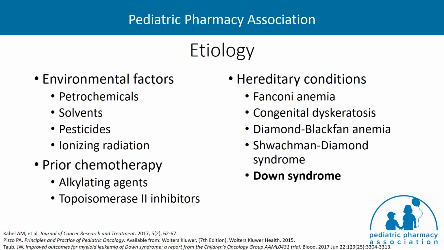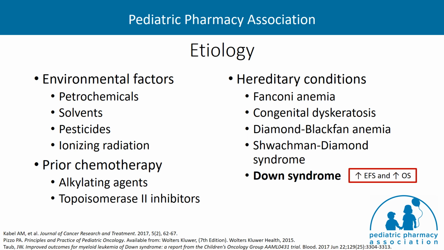To start us off, environmental factors, so petrochemicals, solvents, pesticides, and ionizing radiation, have all been correlated to some degree to a pediatric AML diagnosis. Prior chemotherapy regimens, specifically alkylating agents as well as topoisomerase II inhibitors. And then various hereditary conditions have been correlated to pediatric AML, specifically Fanconi anemia, congenital dyskeratosis, Diamond-Blackfan anemia, Schwachman-Diamond syndrome, as well as Down syndrome.